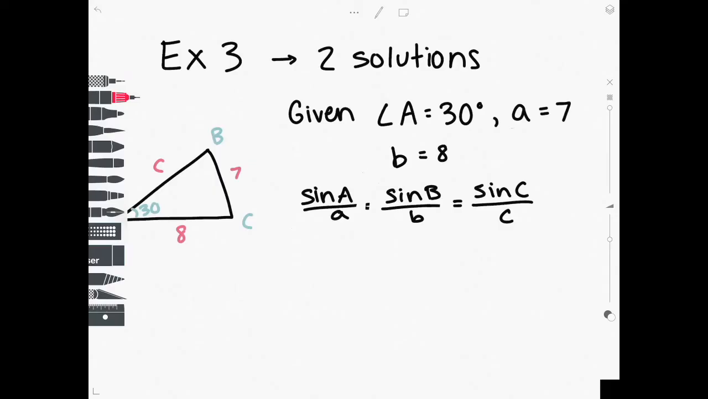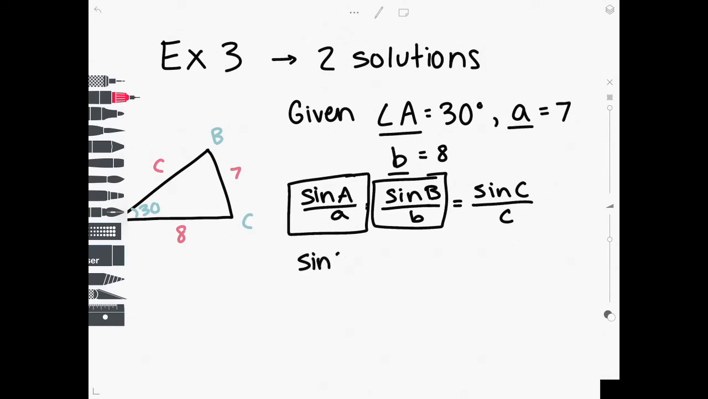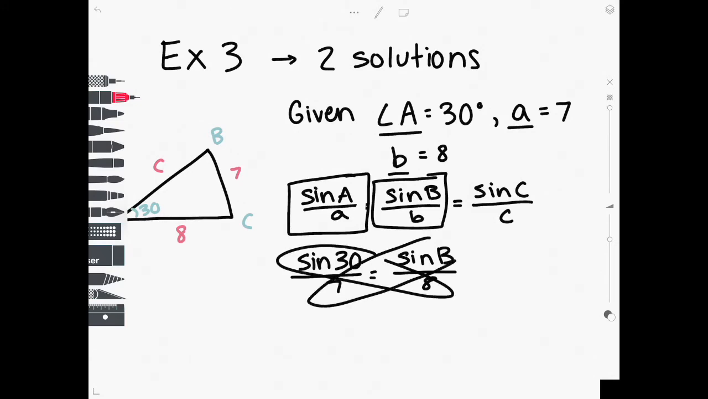For the third example, we have two solutions. With the given angle A of 30, length A of 7, and length B of 8, we can use sine A over A and sine B over B. So sine 30 over 7 and sine B over 8, we can solve for angle B. Using cross multiplication, we can get 8 sine of 30 and 7 sine of B.